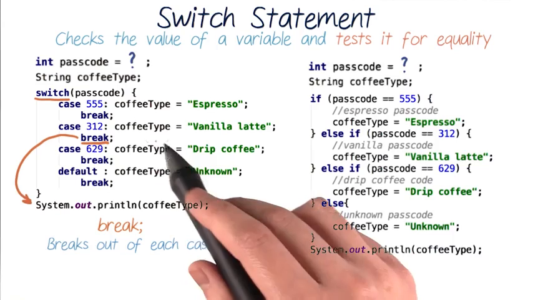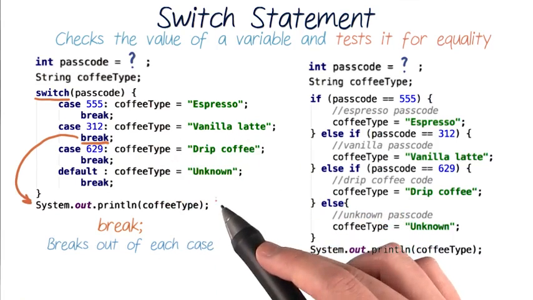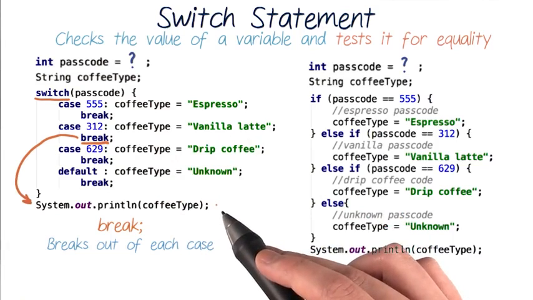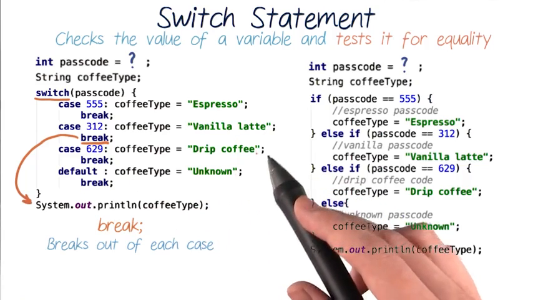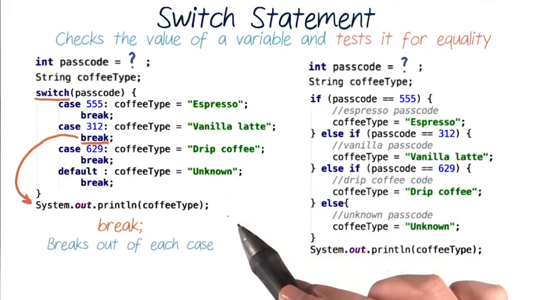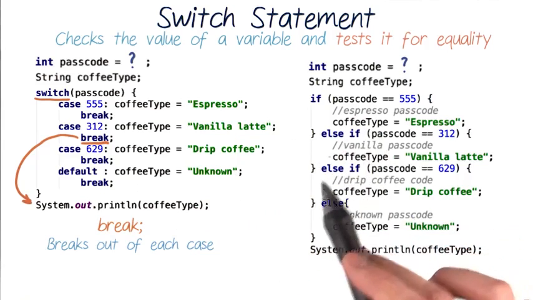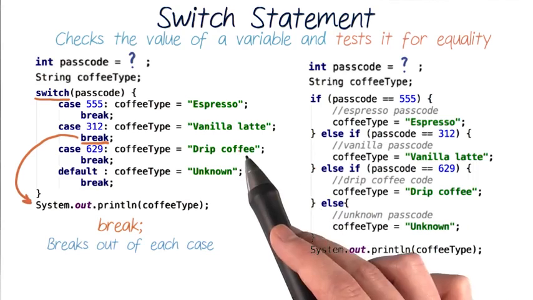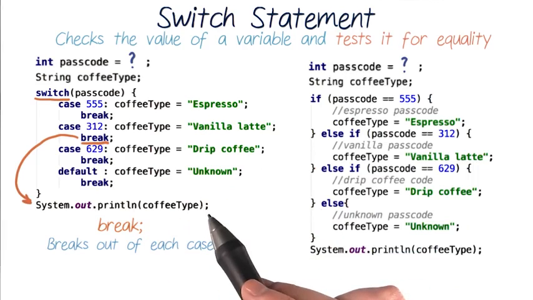A break happens after code inside a case executes. It breaks out of the switch statement and goes to its ending curly brace. So having breaks after each case ensures that only one of these blocks of code will execute. This is just like how only one block of code in a series of ifs and else ifs will execute at a time. The break will break out of our decision-making code and go to the end of our ending curly brace, where it will print out the value of coffee type.